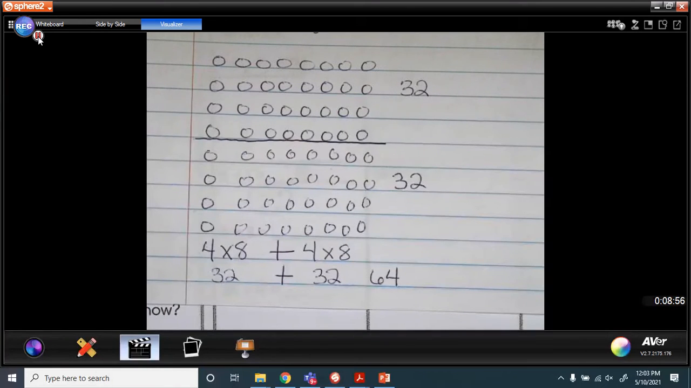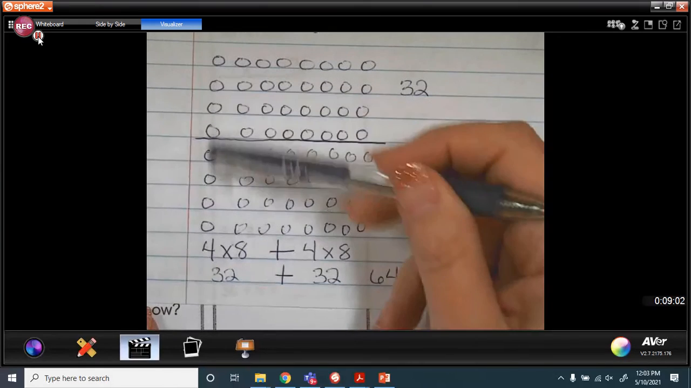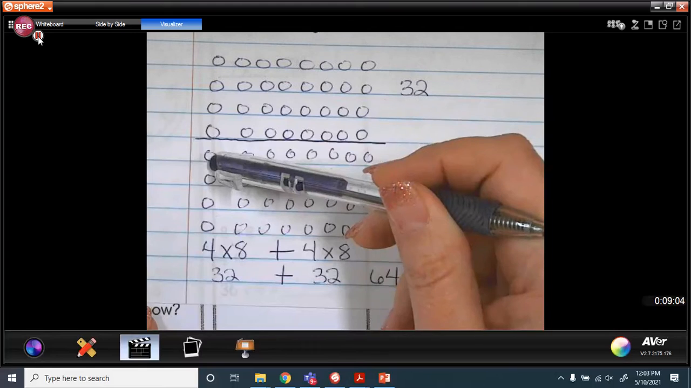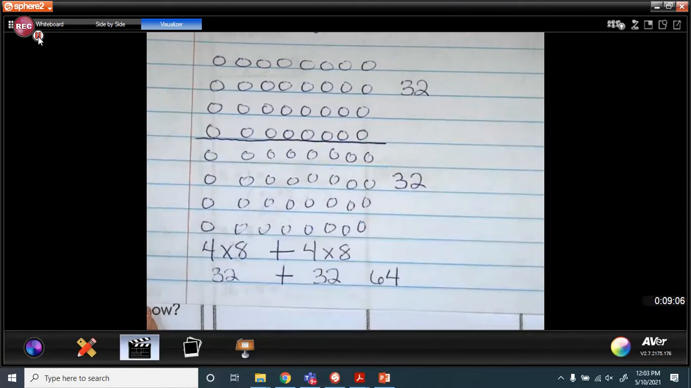So that's not the only way that you could break up your array. You could also do it as 5 rows of 8 and then another 3 rows of 8. That might be the way I would do it because 5 times 8 is easy to do. 5 times 8 is 40. And then another 3 groups of 8 would be 24. So 40 and 24 would still make 64.